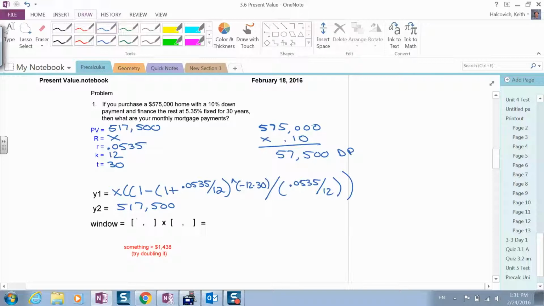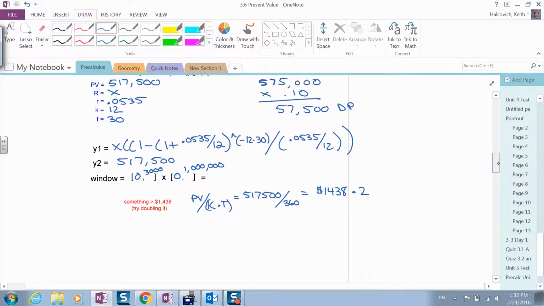And then your window: your x minimum is going to be 0, and then x maximum, you're going to take the present value divided by k times t. So basically, in this case, 517,500 divided by 12 times 30, which is 360, and that gives you 1,438. But that is if you didn't pay any interest. You are going to pay interest, so I would double that. So I would make my x maximum around $3,000. Your y minimum 0. Your y maximum, I'd make $1 million in this case. And there you have your window.